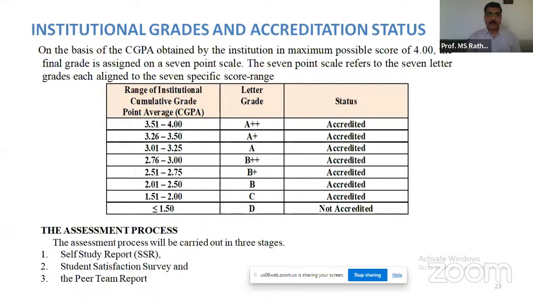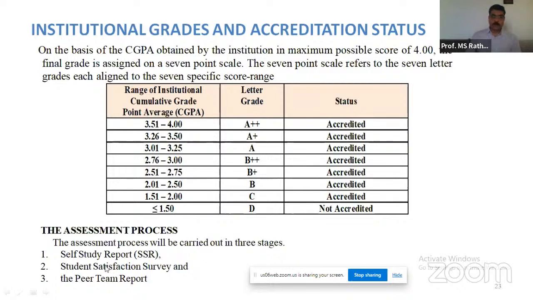What would be the outcome of this accreditation process? The outcome would be in the form of grades. As I told you, every higher education institute has to get a score of 2.5. That means a grade known as B+, with a range of 2.51 to 2.75. This is on the 4-point scale of NAAC. This would include the qualitative metrics, the SSR evaluation, the quantitative metrics, the student satisfaction survey, and the peer team visit. All the things would be covered, and cumulatively the grade would be given in the form of CGPA.